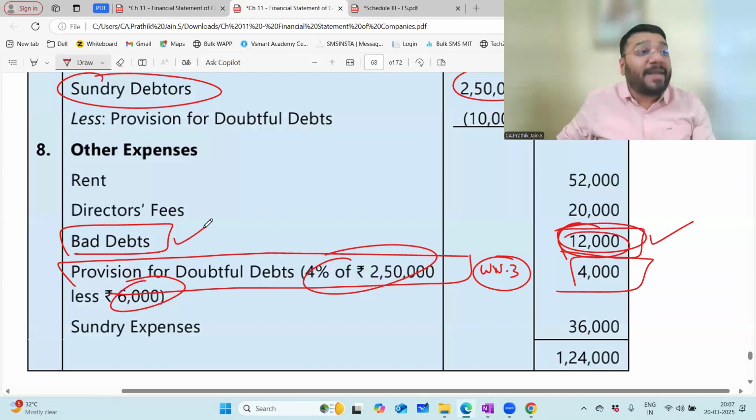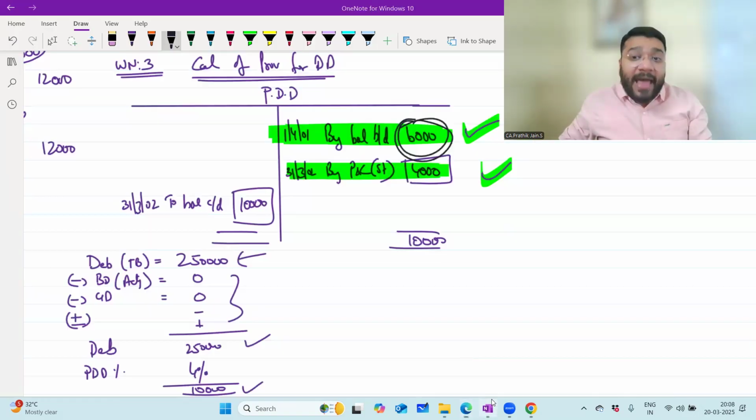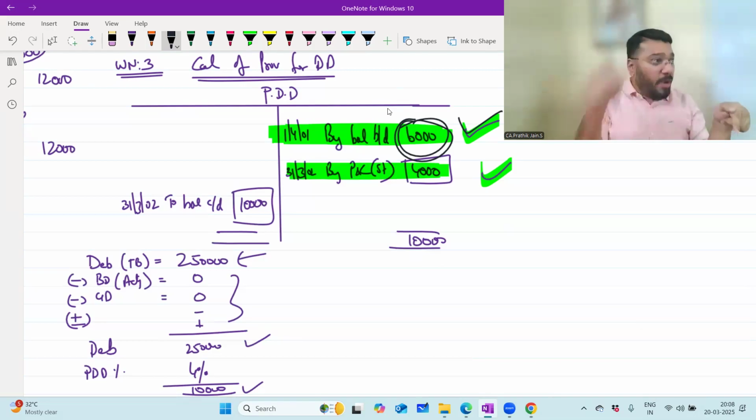Now, when I treat this bad debt separately, the assumption is that this bad debt is of a different person, and this provision is of a different person. Like that, we assume and write it. You have two options. What we did in foundation is also right. What we did now is also right. Both are acceptable.